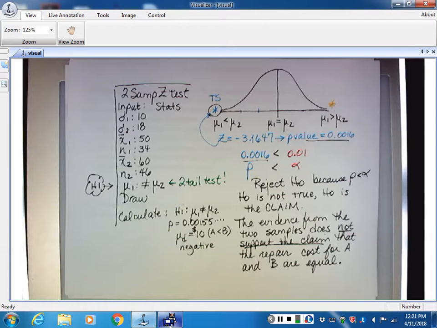Okay? Any questions? Is this terribly different from what we did last class? Not really. It's pretty much the same steps. It just has one additional step, and that one additional step is: are your samples independent or dependent? Are they paired or are they not? Okay?